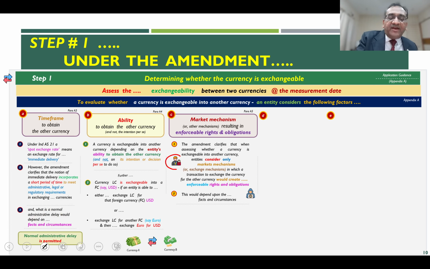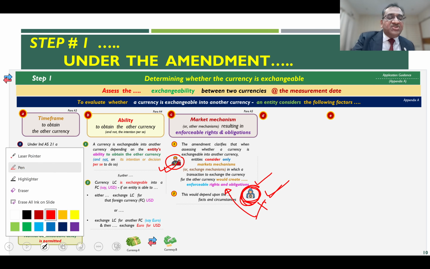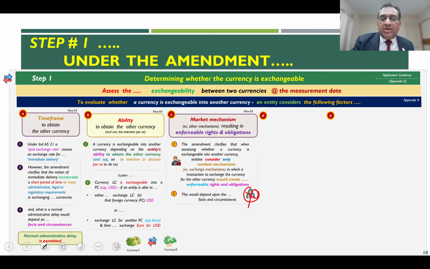So you may have the regular official market, and you may have an unofficial parallel market. When you are assessing the exchangeability, you have to look at either both or only the official market, depending upon whether, if you transact in this particular market, which is the parallel or unofficial market, it will lead to enforceable rights and obligations. If it does, then perhaps you will consider this also. But if this market does not create enforceable rights and obligations, then exchangeability in this market will not be factored in.